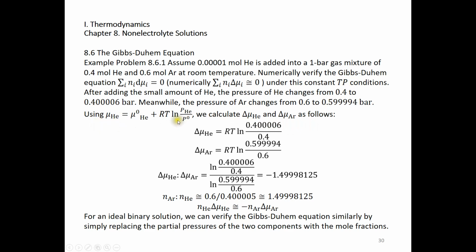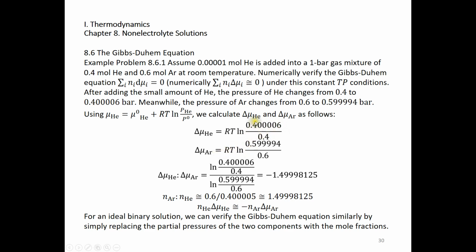Now let's look at this change of the chemical potential of helium and the change of the chemical potential of argon. We will use this equation. Mu is mu naught plus RT times the logarithm of the actual pressure over P naught. So this P naught is the standard state. Now let's look at the change of chemical potential of helium. It's RT times the natural logarithm of the final pressure over initial pressure.